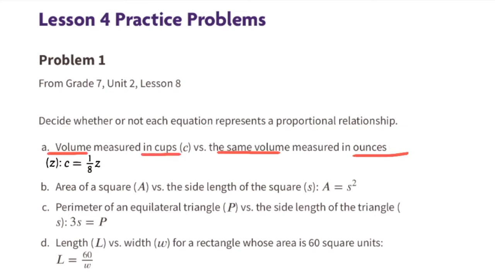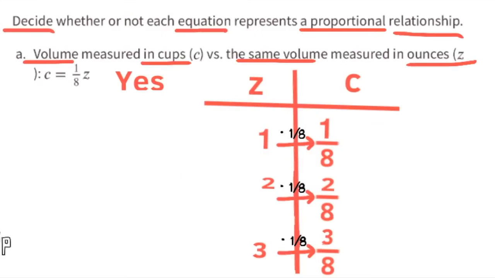A. Volume measured in cups, C, versus the same volume measured in ounces, Z. This equation can be written as C equals 1/8 Z. Yes, this represents a proportional relationship. Since there are 8 ounces in 1 cup, you can multiply the number of ounces times 1/8. For example, 1 ounce times 1/8 equals 1/8 of a cup. 2 ounces times 1/8 equals 2/8 of a cup, and so forth. The constant of proportionality in this case is 1/8.